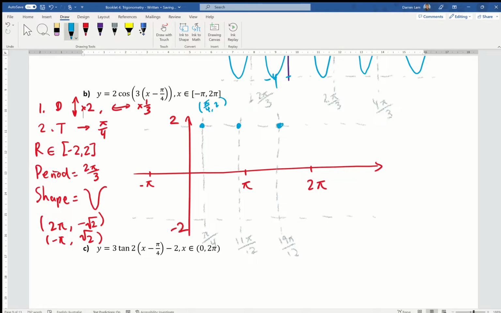If we go backwards, pi on 4 minus 2 pi on 3 gives us -5 pi on 12. I know it's really faint, I do apologize. Of course, that is going to give us that point there. And because it's got symmetrical properties, I know that's going to end up being at -2 in the middle of these points here.